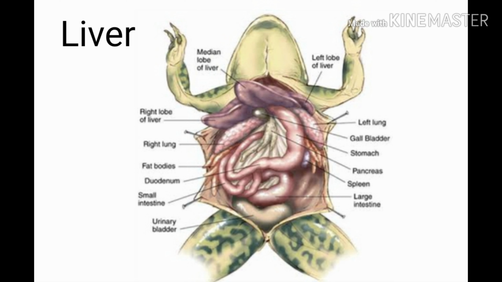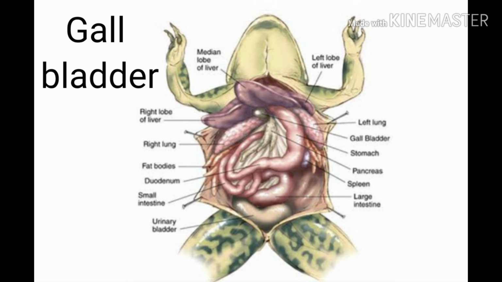Next is the liver, which is a digestive gland considered the largest gland in the body, occupying the anterior half of the peritoneal cavity, and the one that makes bile. Next is the gallbladder. It is a small rounded sac that stores bile.